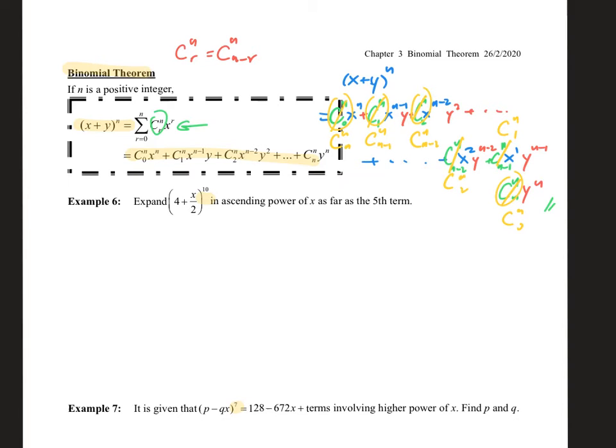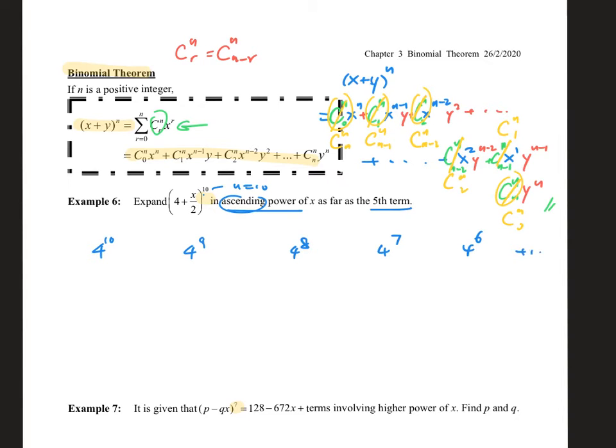And now let's take a look at example 6. So I start the first line for you. It is ascending power of x as far as the fifth term. Talking about power 10, that means n is 10 over there. Because it's ascending power of x, I start from 4 to the power 10, 4 to the power 9, 4 to the power 8, 4 to the power 7, 4 to the power 6, and plus a dot, because a number of terms are missing.